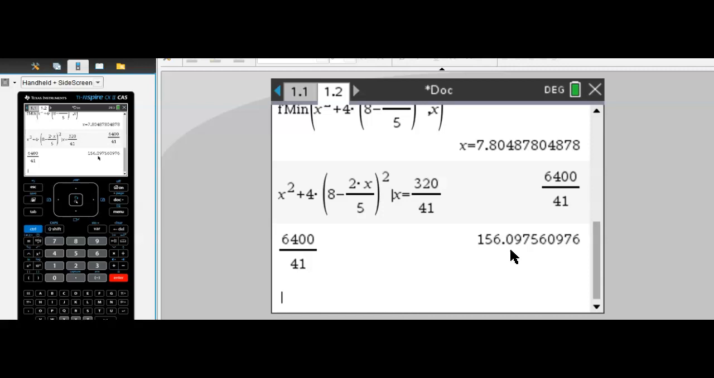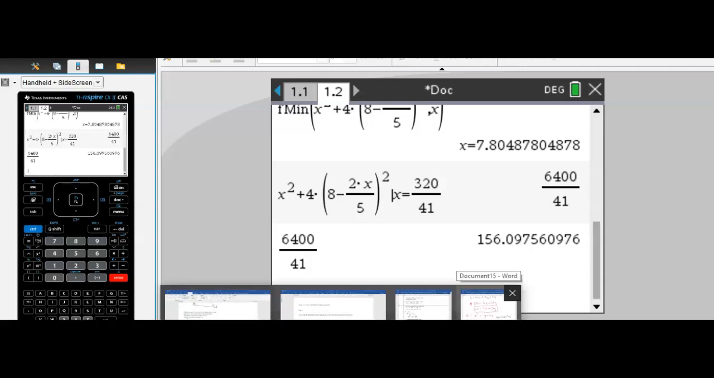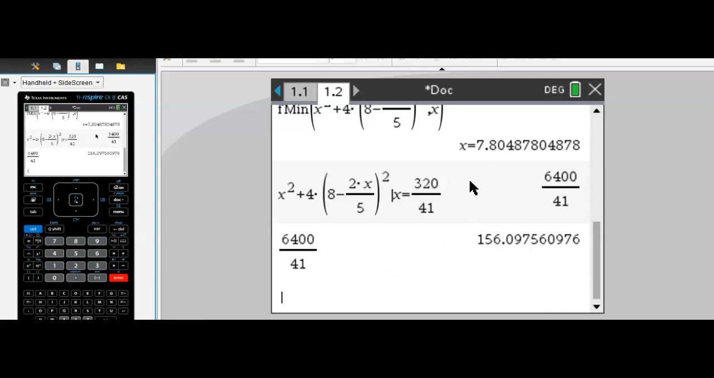Okay, we'll just round it to 1 decimal place. Okay, so a bit of a difficult question. I'm going to go back to the question. So x is equal to 7.8. Now, if you did want to graph it, sorry, that's why I was doing this.